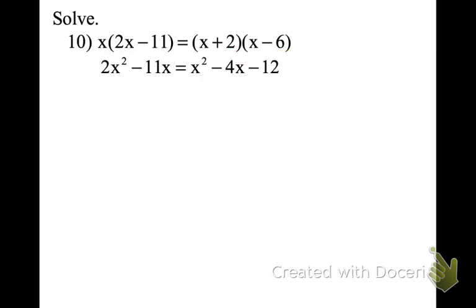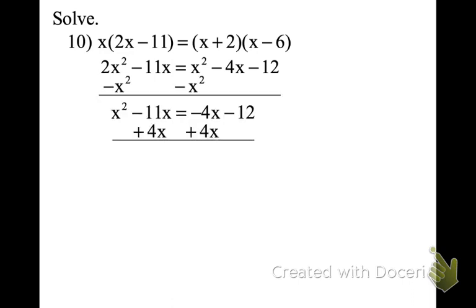Now I'm ready to set it equal to 0. Now which way are we going? We're going to go whichever way is going to keep our x squared positive. So since I have 2x squared on the left and 1x squared on the right, I'm going to move everything from the right to the left to keep that x squared positive. So I'm subtracting x squared, right? Then I'm going to add the 4x, since it's minus 4x. I'm adding. And then I'm going to add 12.